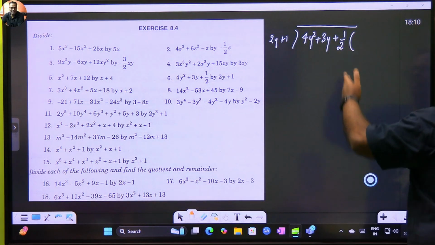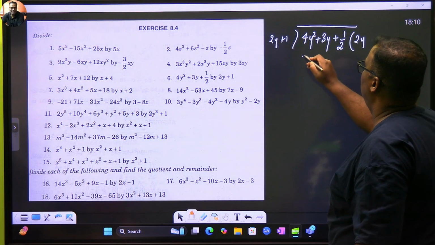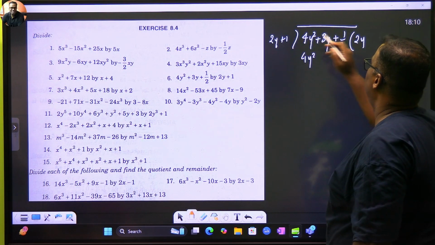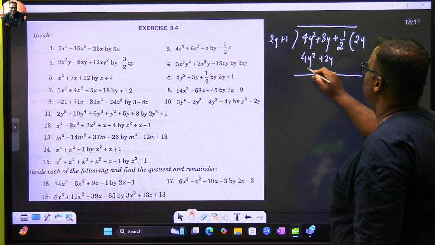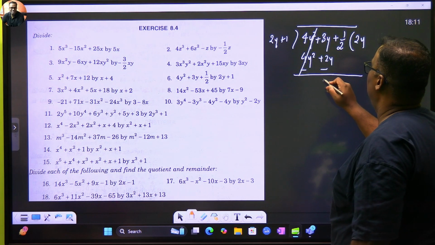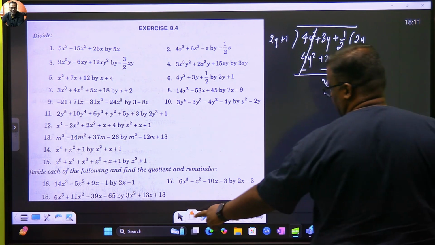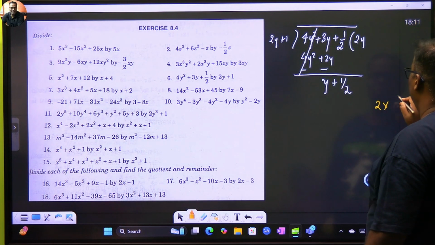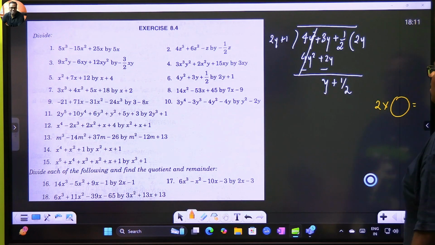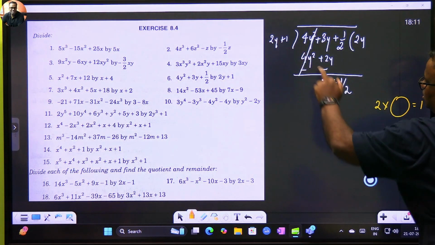I think the first 2 terms should be very easy. So we take a 2y, we get a 4y square. 1 multiplies by 2y, so we get a 2y. Change the signs. This gives y plus half. Now look here. You have a 2 already. You need to multiply it with something to get how much? To get y plus half. You just need to match this with this.